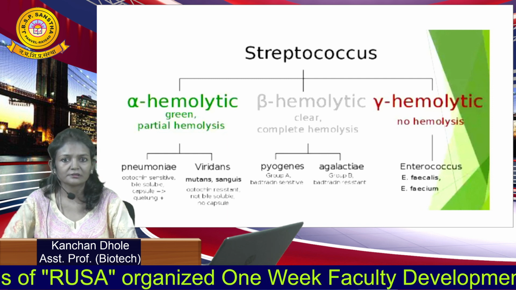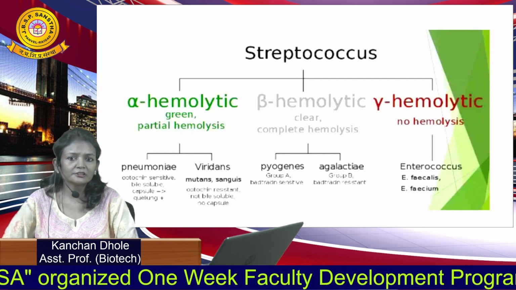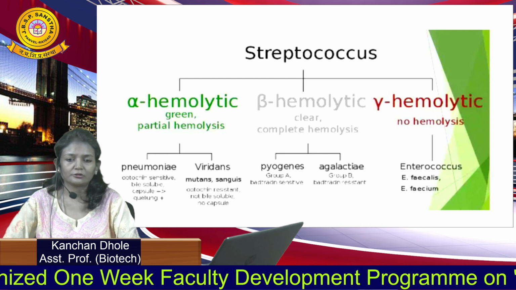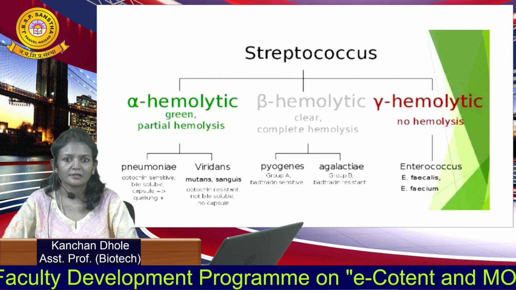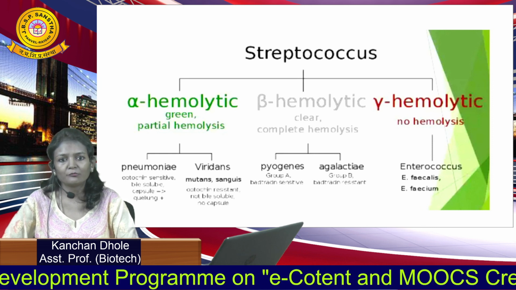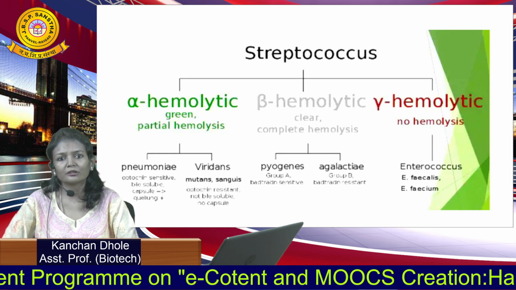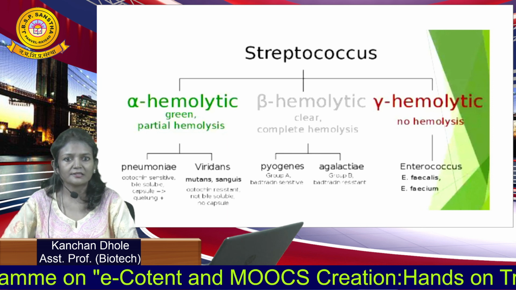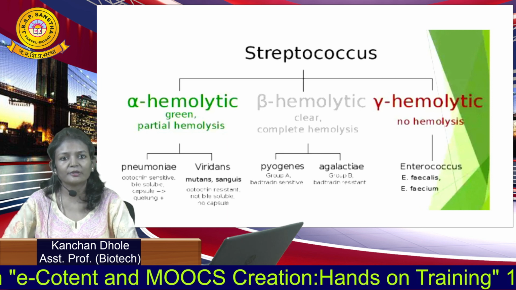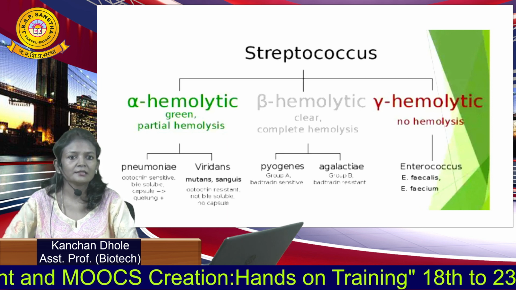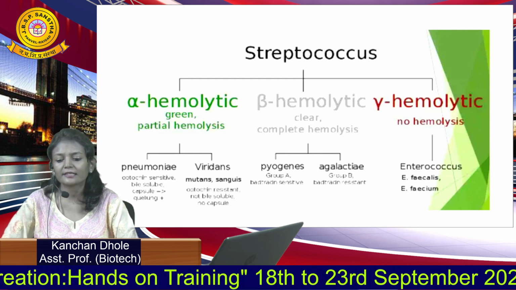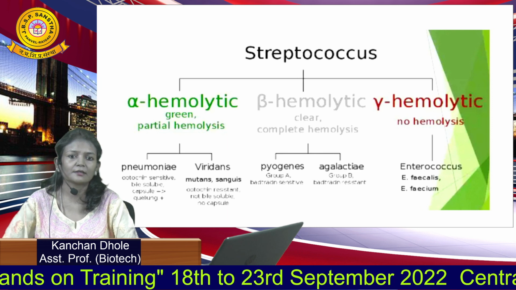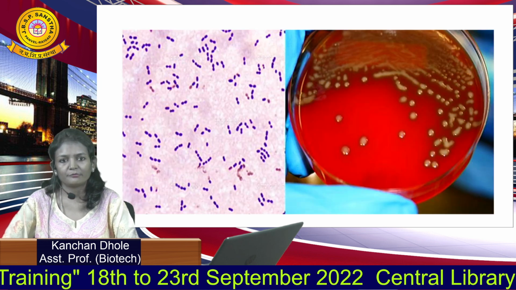they cause partial hemolysis. Now, what do we mean by hemolysis? It is the lysis of the RBCs. So that is alpha hemolytic. On the basis of RBC lysis they are categorized into beta, alpha and gamma. In gamma there is no hemolysis. In beta there is complete hemolysis, that is complete degradation of RBCs.